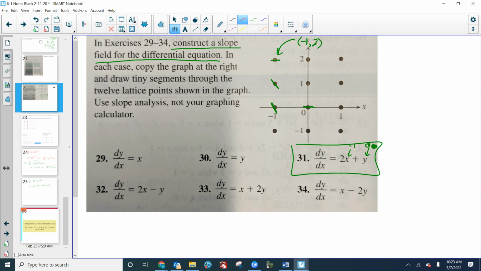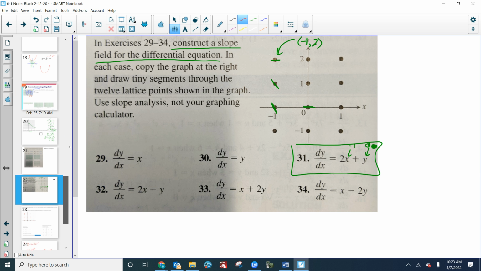30 was kind of nice. It was the slope equals y, so whatever the y value was, that's what your slope is. So those are all going to be the same slope horizontally, yes? If y is 1, the slope is 1. If y is 2, the slope is 2, and so forth. Questions on those? Any of them from the homework you want to see worked out or discussed? I think it was pretty straightforward, yes? Awesome. All right.